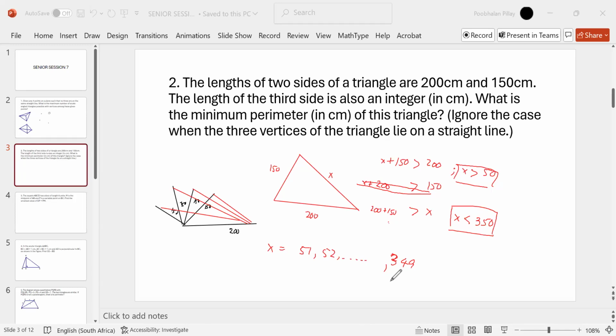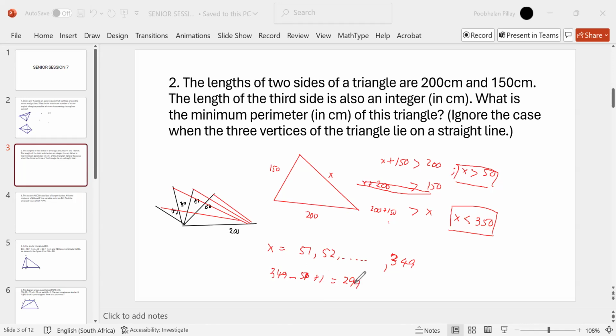So the question is now, how many triangles do you have? You will have as many triangles as there are numbers in this sequence. I told you at some point how to count the numbers in a sequence like this. There's a formula for that, but with consecutive numbers it's easy. All you have to do is take the last number, subtract the smallest one, and add 1. So you will have 349 minus 50, which gives you 299.